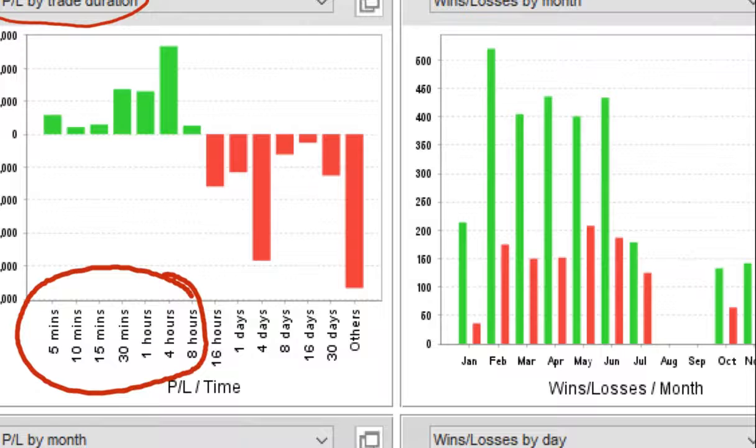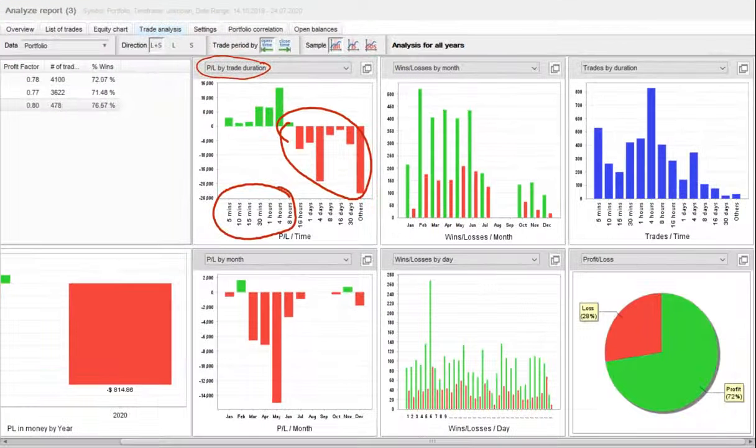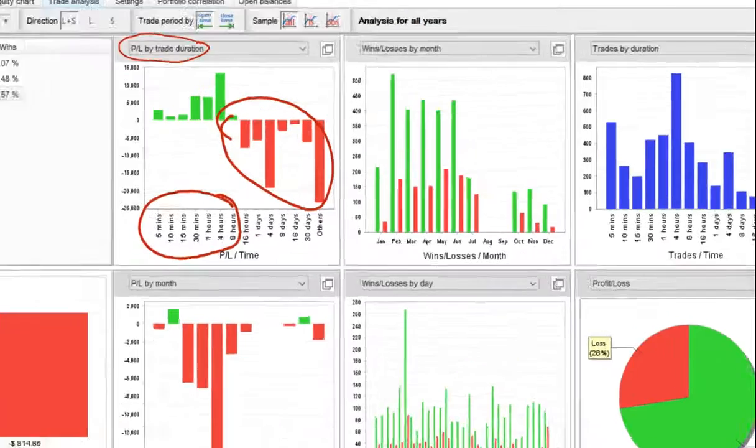And you can see that beyond 8 hours again, he has a low profit bar, and most of the loss bars are at 30 days, more than 30 days, 4 days, 8 days. So he is not a positional trader. He is not analyzing the fundamental factors. And you can see the win ratio is pretty good also.